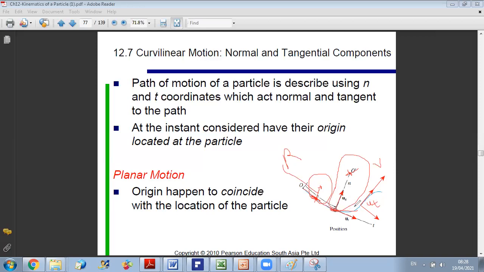And here, for example, in this part, the concavity is upward. This is why Un is upward. While here, for example, if you continue to this part, you have downward concavity. So your circle will be like this, then Un will be downward. Okay? So UN-UT is defined as the instantaneous plane of motion during curvilinear motion. And UT is the unit vector of velocity, while UN is the vector perpendicular to UT in the plane of motion directed towards the center of curvature. This is the definition of the UN-UT frame.